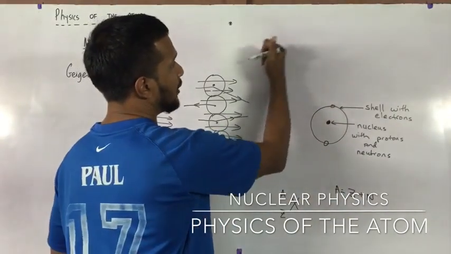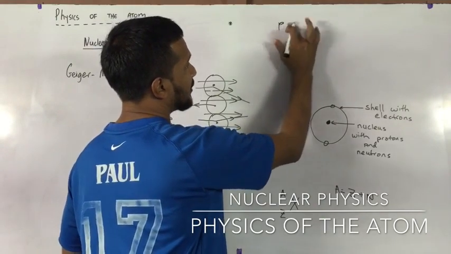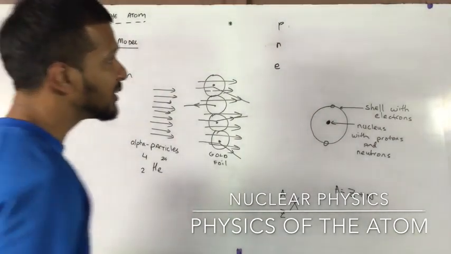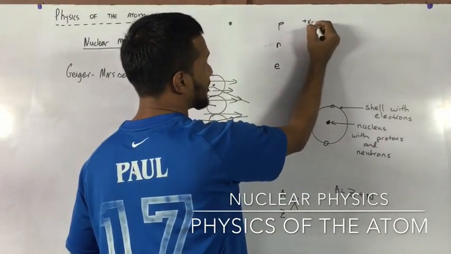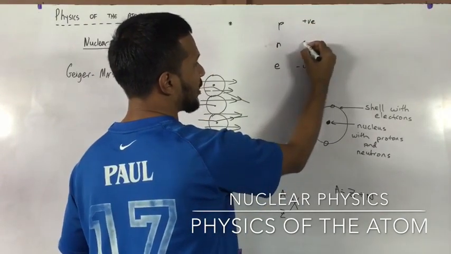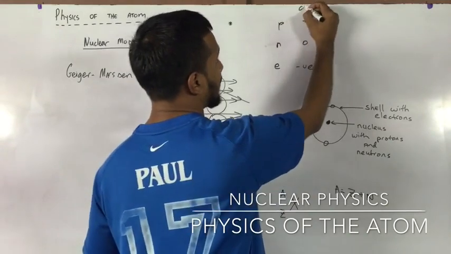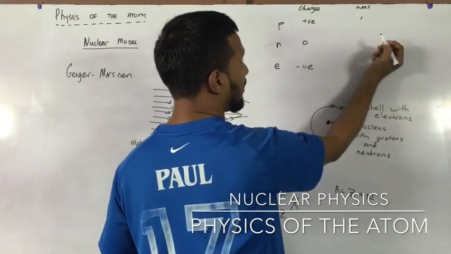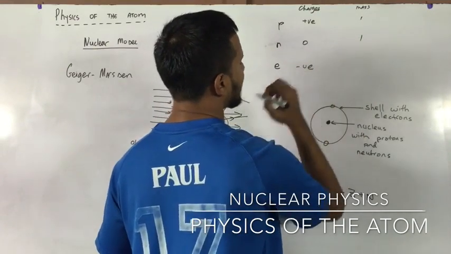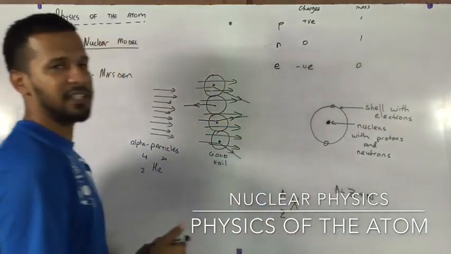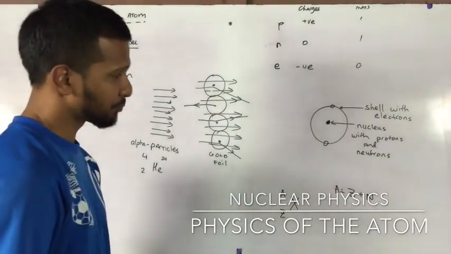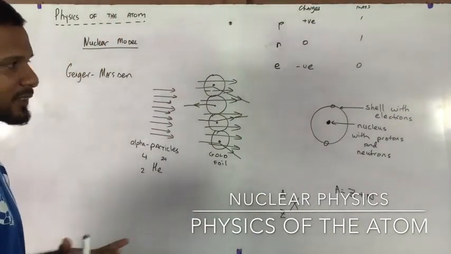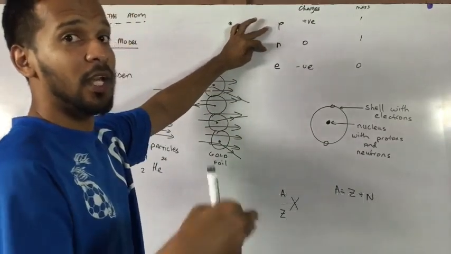There are protons, neutrons and electrons. These are the three subparticles inside the atom. The protons have a positive charge. Electrons have a negative charge. Neutrons have no charge. Protons have a mass of, let's say, 1. Neutrons have a mass of 1. And electrons have a negligible mass. We will consider it to be 0 for now. So these three particles are the main particles that we're going to look at. And protons and neutrons are called nucleons.